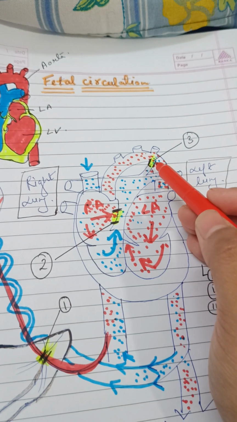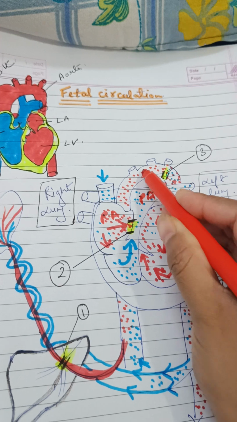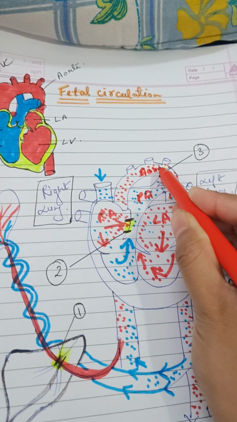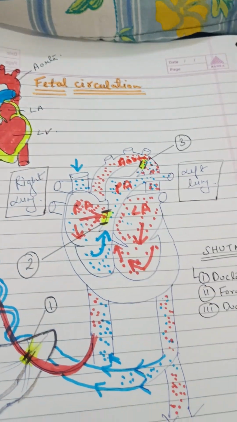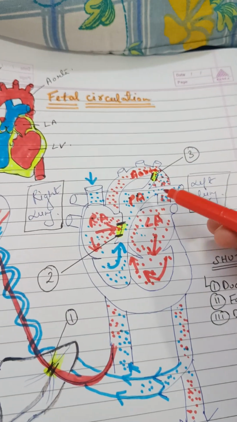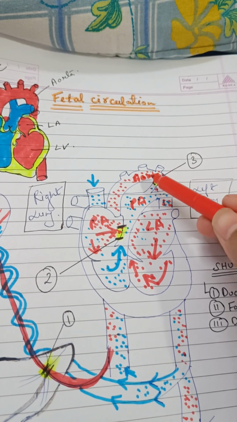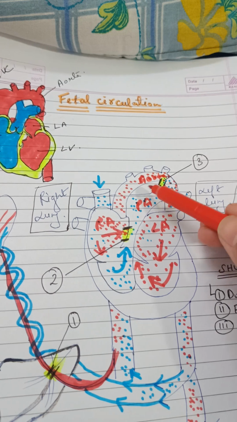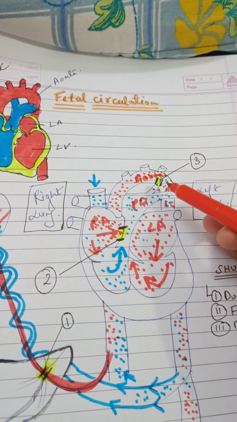So the ductus arteriosus is basically a connection between the pulmonary artery, this is the pulmonary artery, and the aorta. So in this way, this blood will move through the ductus arteriosus. This deoxygenated blood will again get mixed with the oxygenated blood which comes from the left ventricle to the aorta. It will again get mixed.